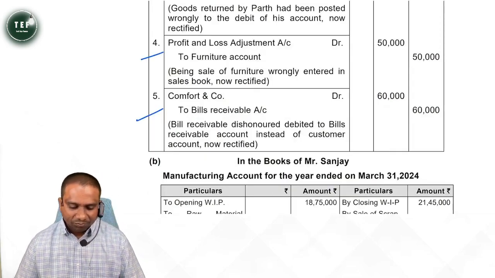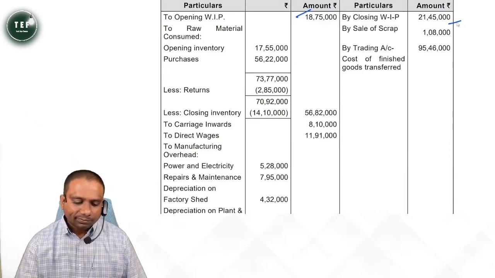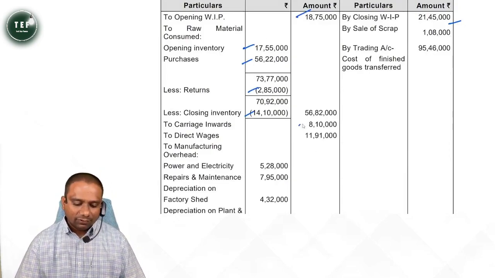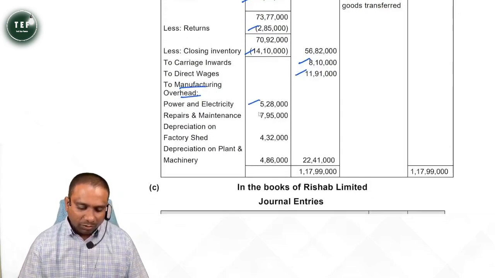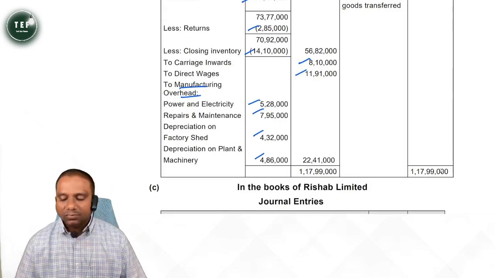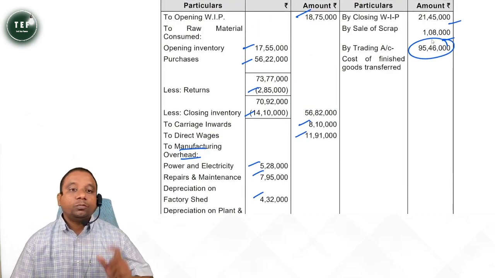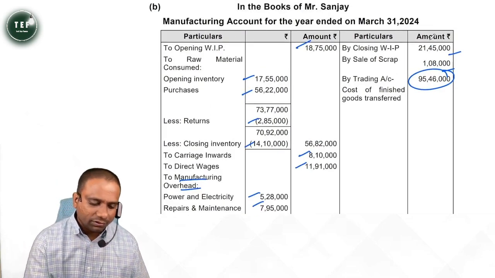Simple. Observe. Opening inventory, closing inventory. Raw material consumed, 1, 2, 3, 4 information. Next, carriage inward, direct wages. Next to manufacturing overhead, power, repairs, depreciation, sale of scrap, credit. Difference is nothing but cost of goods produced. This is transferred to the trading account. So this is very simple problem, students.